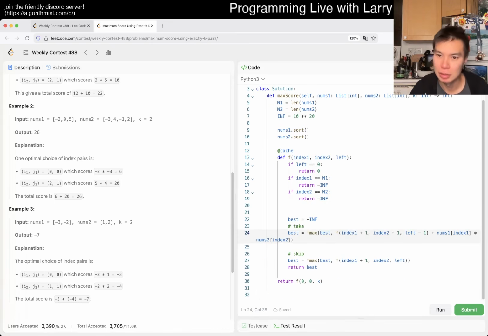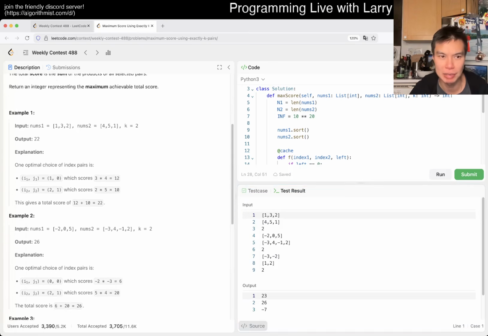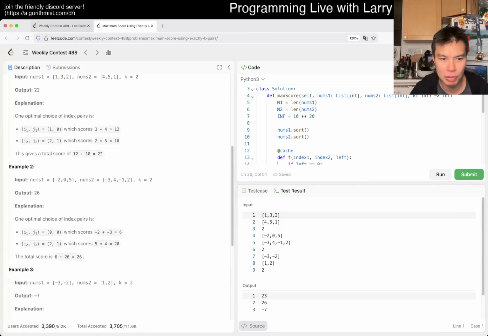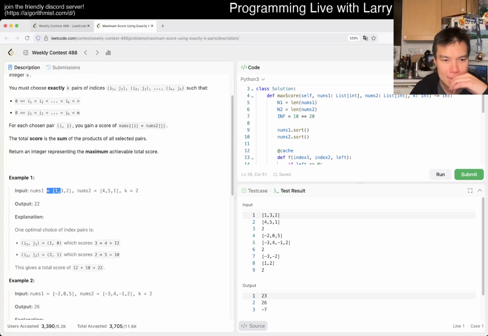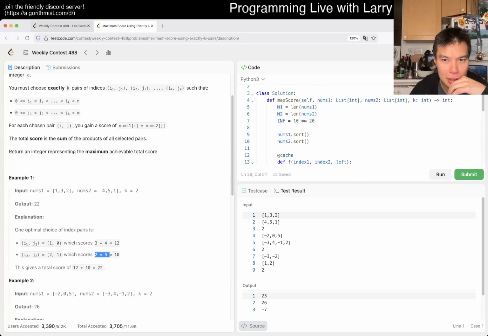Okay. Yeah, because I try to do everything on nums2. Take, skip. I thought there was some symmetry I could exploit, but I forgot that. Oh, I didn't realize that they could have different shapes. But this is wrong for the first one. Why? 3 times 4 is 12. 2 times 5 is 10.